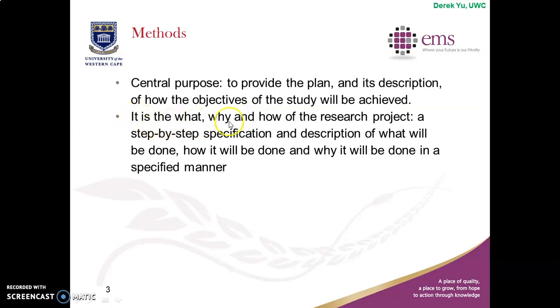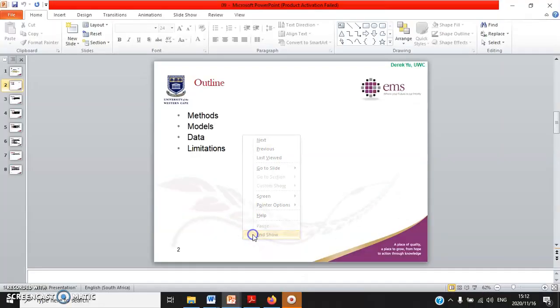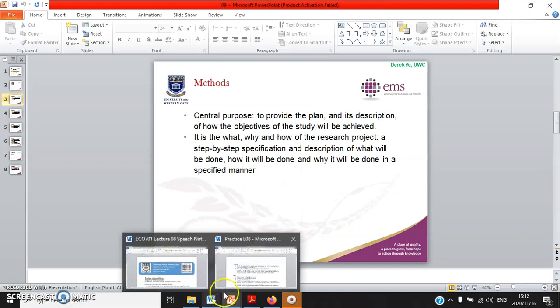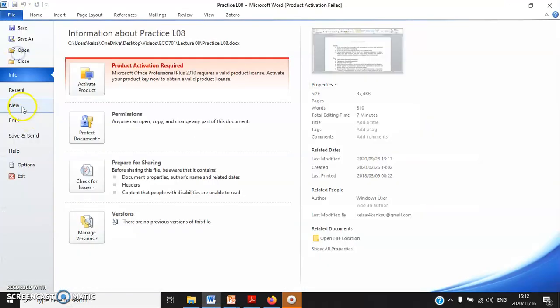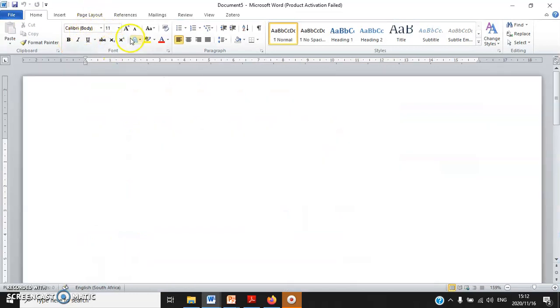It is the what, why, how of the research project, a step-by-step specification and description of what will be done, how it will be done, and why it will be done in a specified manner. So how it will be done, part could be influenced by the theory, the core theory you review in chapter 2. And if you have valid reason, you can modify the theory. So let me open a blank Word file.